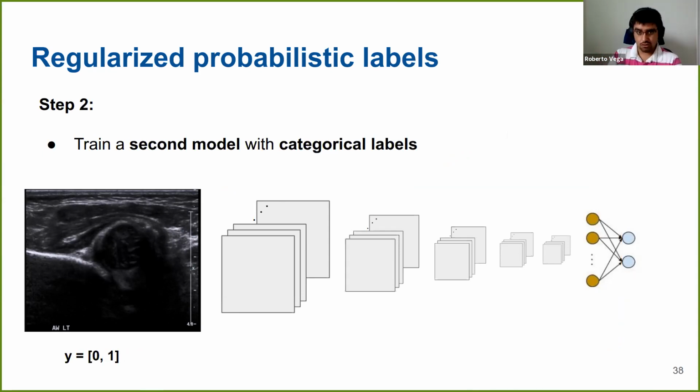Then train a second model, but then train this model using the categorical labels. So basically forget everything that I just said, and you are going to train a model in the traditional way, where the label is basically one-hot encoding. It's just 0 or 1. Now the trick is the loss function that you are going to use.